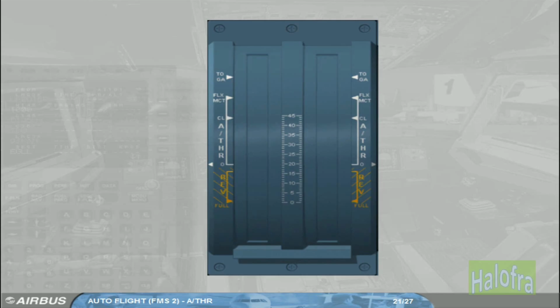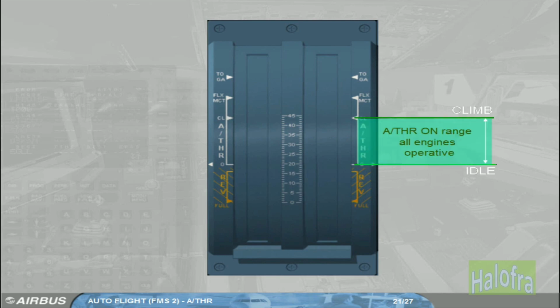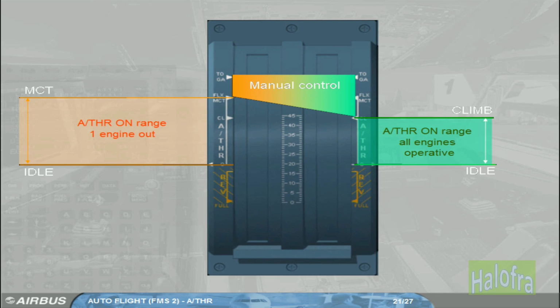Note that the autothrust may be on, in flight, provided the thrust levers are set above idle to the climb detent, all engines operating, or above idle to MCT, one engine inoperative. Beyond these detents, the pilot has manual control of the thrust.